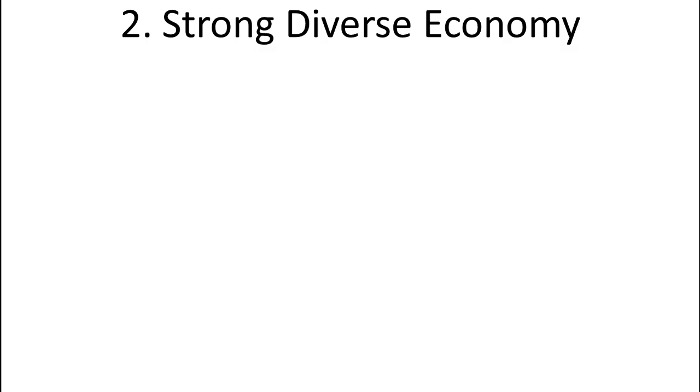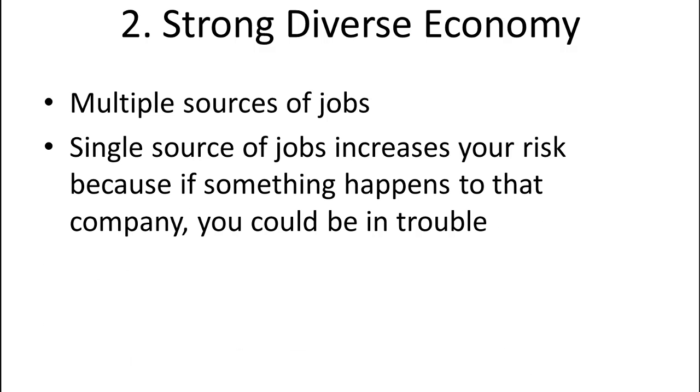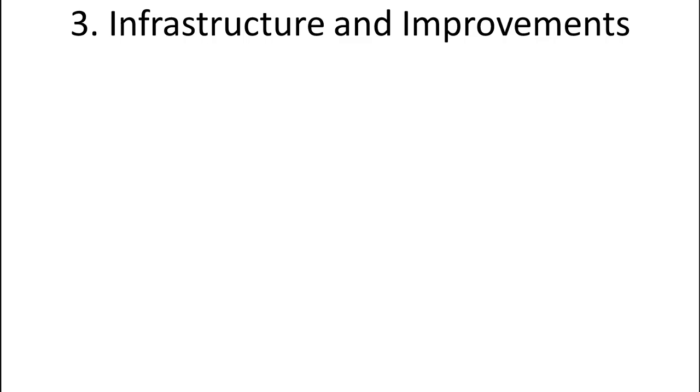The next thing we want to look for is a strong and diverse economy. We want to invest in places where there are multiple sources of jobs. If there's only a single source of jobs, then we increase our risk, because if something were to happen to that one company or that one sector or whatever you want to call it that's providing all these jobs, we could be in trouble. The next thing we want to look at is infrastructure and improvements.